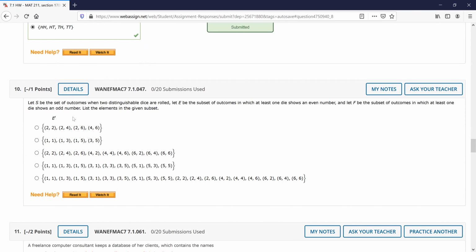Okay. Let S be the set of outcomes when 2 distinguishable dice are rolled. E is the subset in which at least one die shows an even number. We actually don't care about F, we only care about E. E is the outcomes when there's at least one die showing an even number. E complement, or E prime, is where there's not at least one die that shows an even number. So that would be no even numbers.